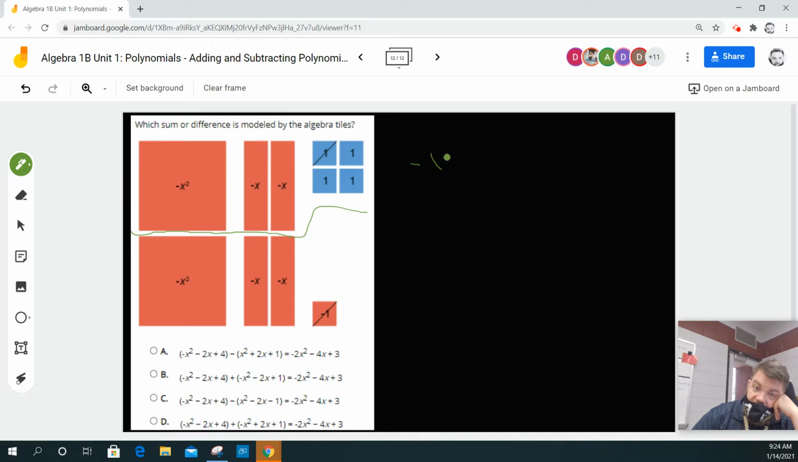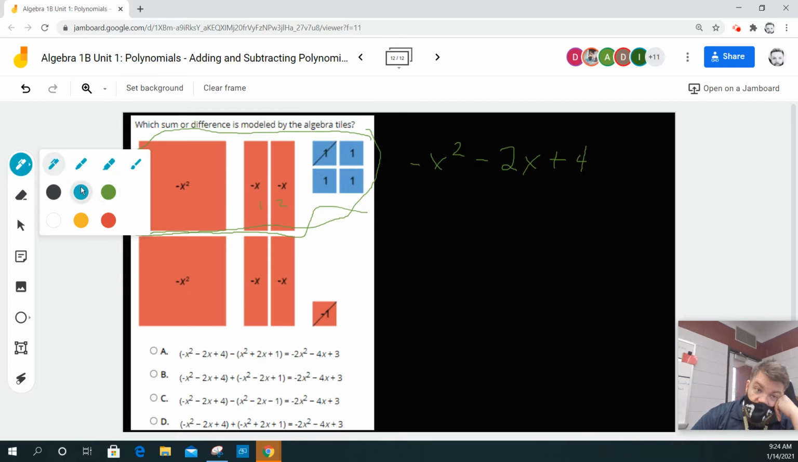I have negative x squared. I have one of those. How many negative x's do I have? 2, right? Right here. I'm just saying, just focus on the top one. So I've got 1, 2. And then how many ones do I have? 4. Well, I'll explain what that slash means in a second.